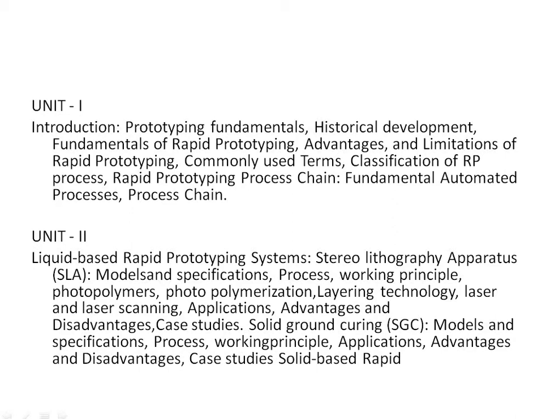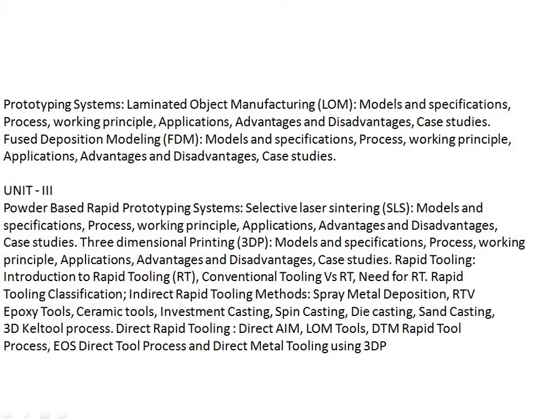In this second unit we are covering the systems based on the liquid type. There are many systems and concepts in the liquid type, that is, how many concepts use liquid for making 3D prints. We see these in the second unit: one is stereolithography, and SGC, solid ground curing, is also there. These two types are based on liquid only, where liquid material is used for the prototype, and the second one is the solid type.